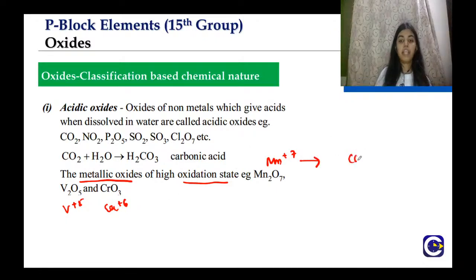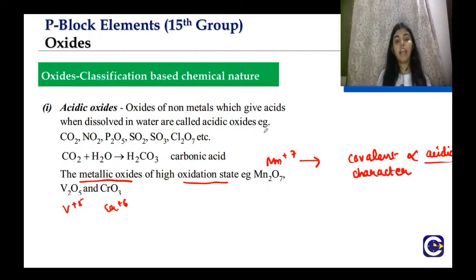Because the greater the covalent character, the more acidic the nature. Covalent character is directly proportional to acidic nature. Manganese +7, vanadium +5 and chromium +6 are in high oxidation states, and according to Fajan's rule, the smaller the size of the cation, the more the covalent character. Manganese +7 is the highest oxidation state exhibited by manganese, for chromium the highest is +6, and for vanadium the highest is +5.